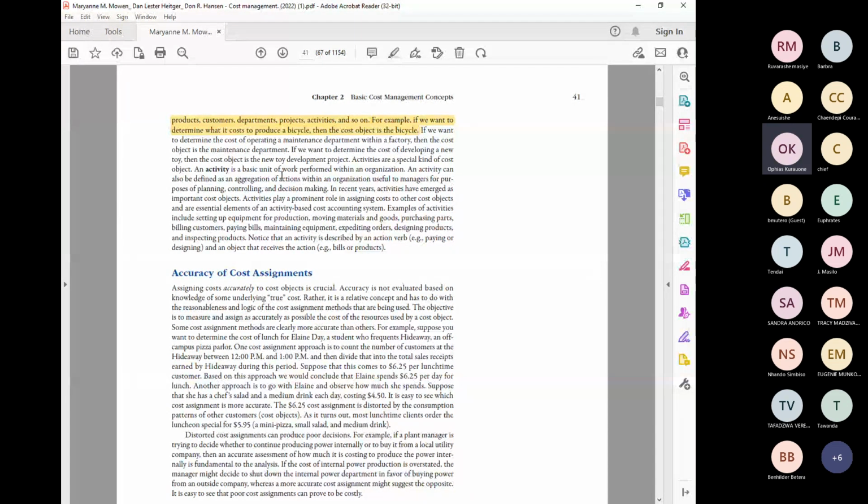An activity is a basic unit of work performed within an organization. That is an activity. The basic unit of work performed within an organization. Activity includes many items, because you are including many things, many actions within the organization, because you need labor, you need raw materials, and so on. In recent years, activities are seen as important cost objects. Activities play a prominent role in assigning costs.